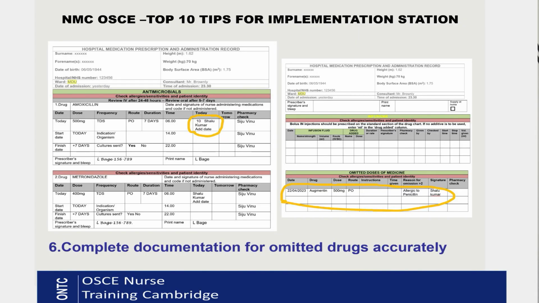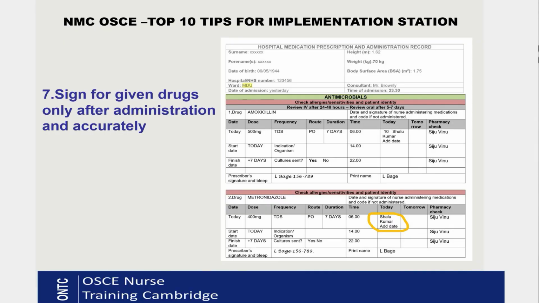So I have put the date, the drug Augmentin, dose 500 milligram, route oral, no instructions, time I have not given it, so I won't put the time, and then I write in words what's the reason, not the code, but write in words what's the reason, allergic to penicillin, and my signature. So if there was another omitted drug, I will just keep adding them at the back of the chart. So that's how you need to complete omission codes and documentation for the omitted drugs.